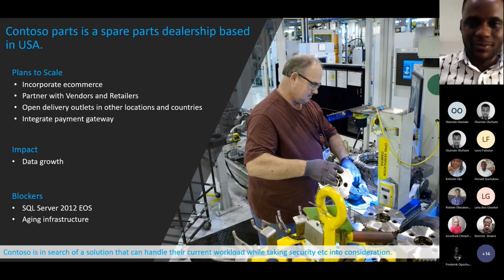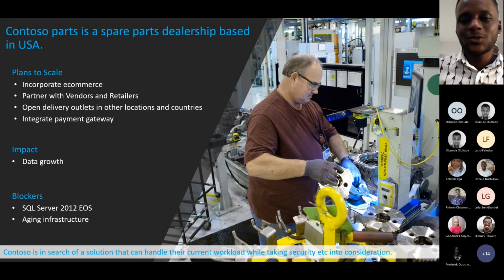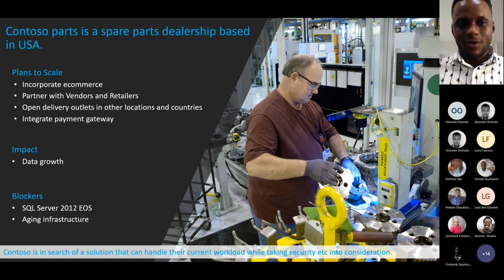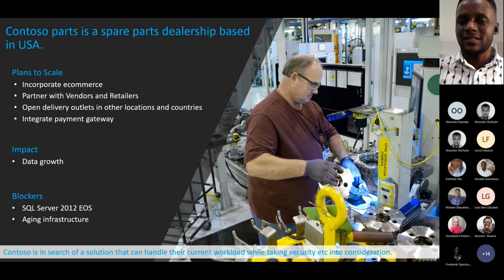And to further drive this point home, I'll be giving an example of a hypothetical company, Contoso Parts. Contoso Parts is a spare parts dealership based in the USA. And like many other companies on this webinar today, Contoso Parts has plans to scale, from incorporating e-commerce to partnering with vendors and retailers, opening delivery outlets in other locations and countries, and even integrating a variety of payment gateways. And with all these plans to scale, their data is invariably going to grow as well. This is going to have a major impact on their business.